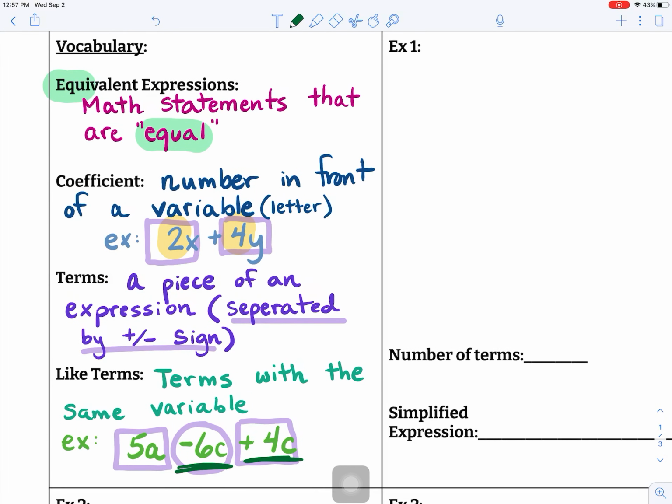So make sure your vocabulary section is complete, and we will complete the rest of these notes tomorrow. Nice work today, 8th graders.